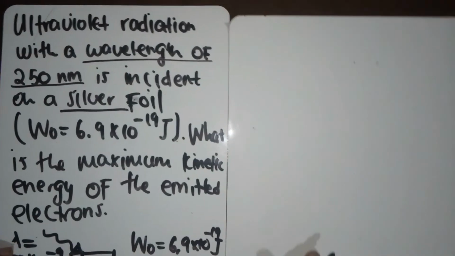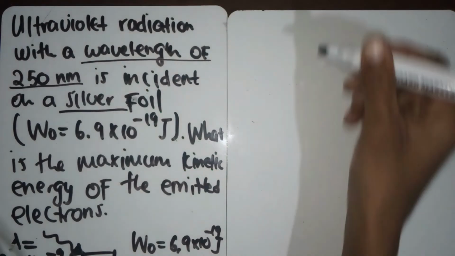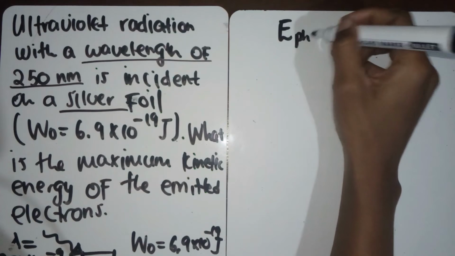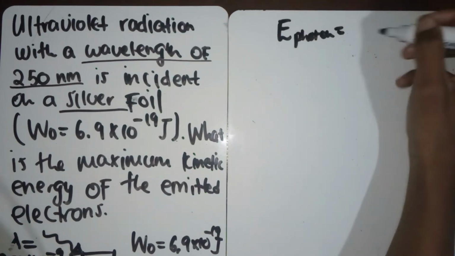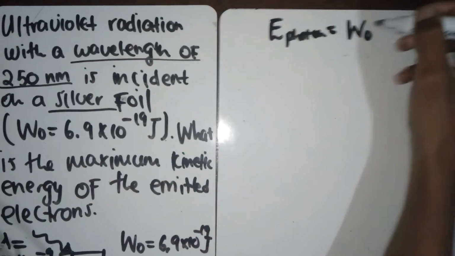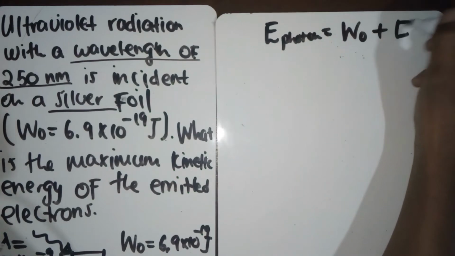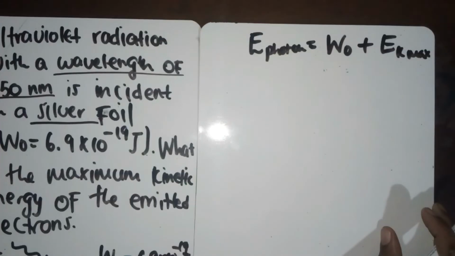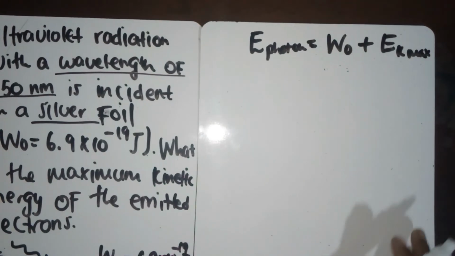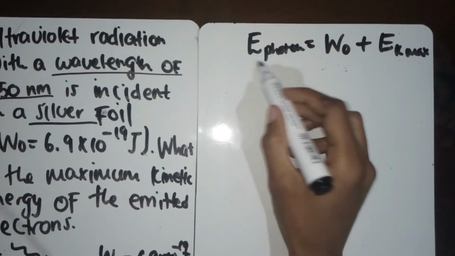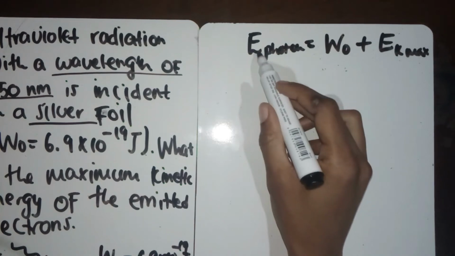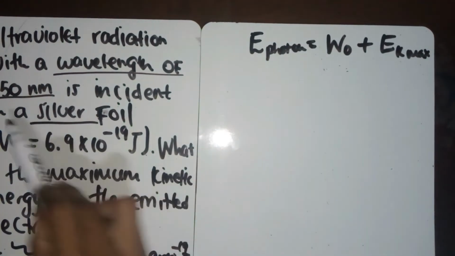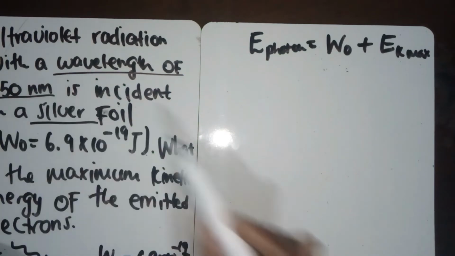So we already defined an equation where we said the energy of a photon is equal to the work function plus EK max, the maximum kinetic energy, right? So let's see. Do we have the energy of the photon? Do we know the energy? No, but we are actually given the wavelength, so we can actually calculate it.